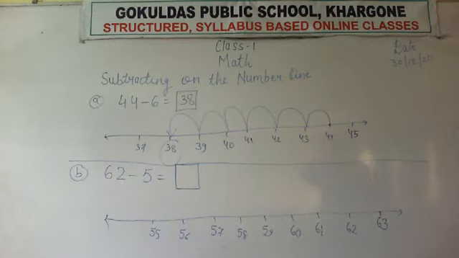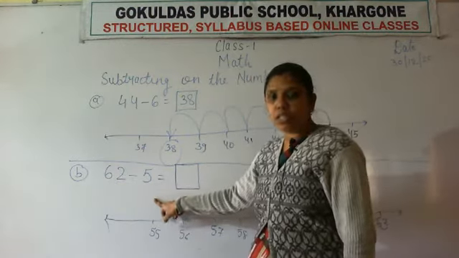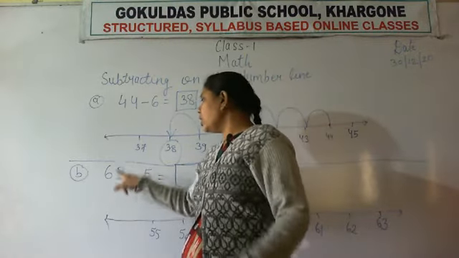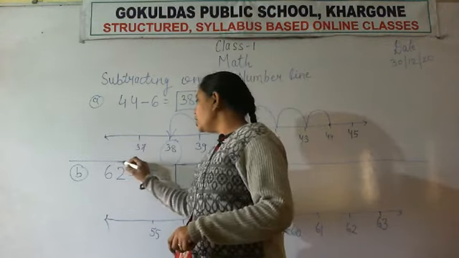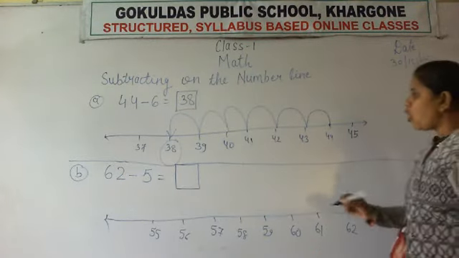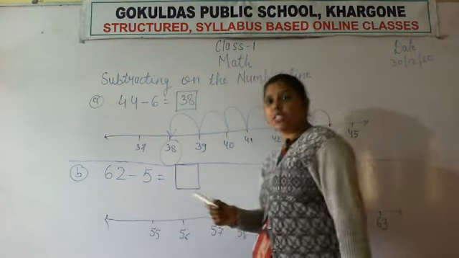Now see, what is the question? 62 minus 5. That means we are on which number? We are on number 62. So how many steps we have to move backward? We have to move backward 5 steps.